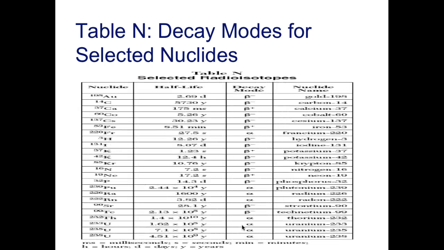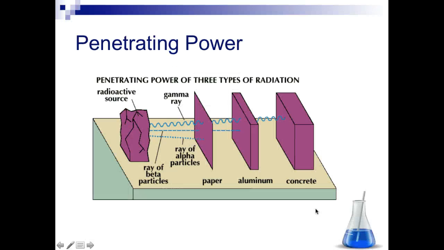Table N looks at decay modes for selected nuclei. So this is a scrunched up version. You have a better version in your actual reference packet, but to fit it on the slide, it's a little scrunched. But these are all your nuclides, the half-life they normally have, what their decay mode usually is, and what they will decay to.